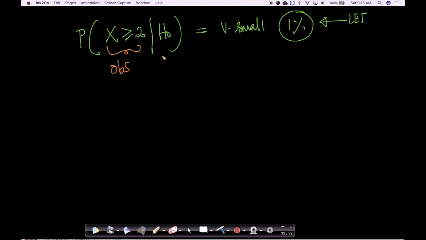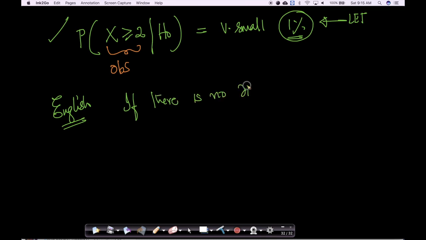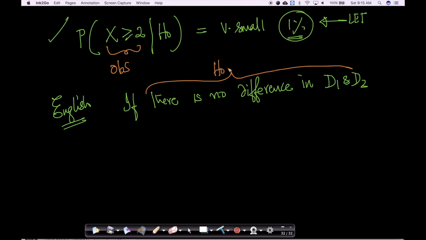Then what do we say? We'll see how to compute this probability itself. Let's assume there is a way to compute this probability, and let's assume it is small, like 1%. Then what can you say? Let's write it down in English. If this probability is 1%, then you can say that if there is no difference in drugs D1 and D2, again, remember, this is my null hypothesis, which means my null hypothesis is true.